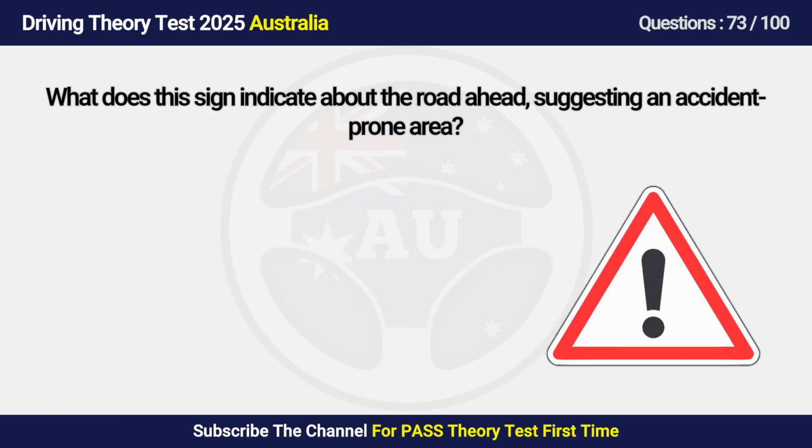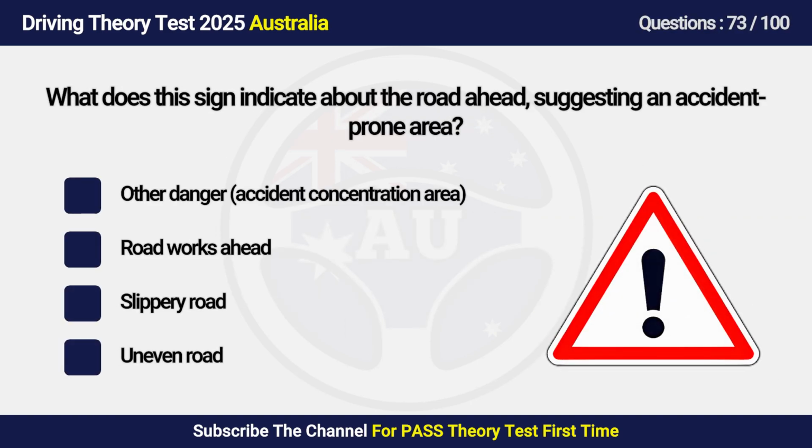Question 73. What does this sign indicate about the road ahead, suggesting an accident-prone area? A. Other danger accident concentration area. B. Road works ahead. C. Slippery road. D. Uneven road.